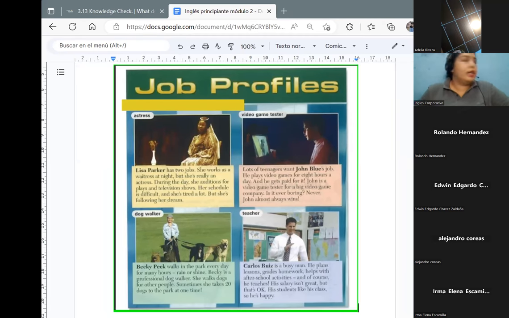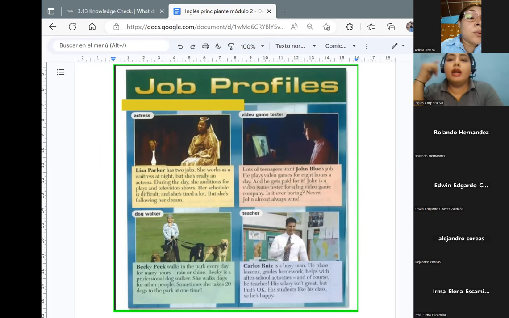Okay. In this case, we have the first person here. We have Lisa Parker. You can tell me some details about the job that she performs. ¿Qué es lo que hace Lisa Park? Lisa has two jobs. Oh, she has two jobs.